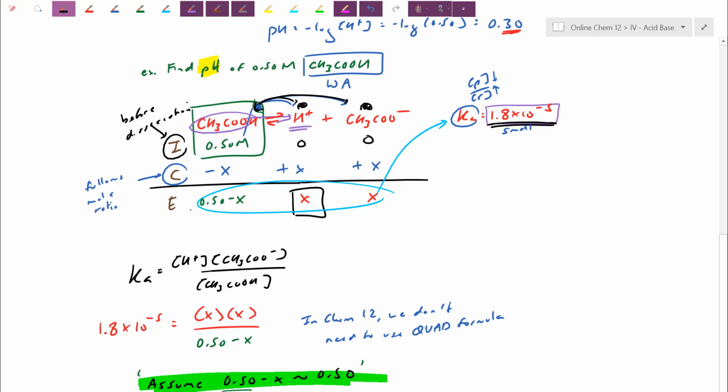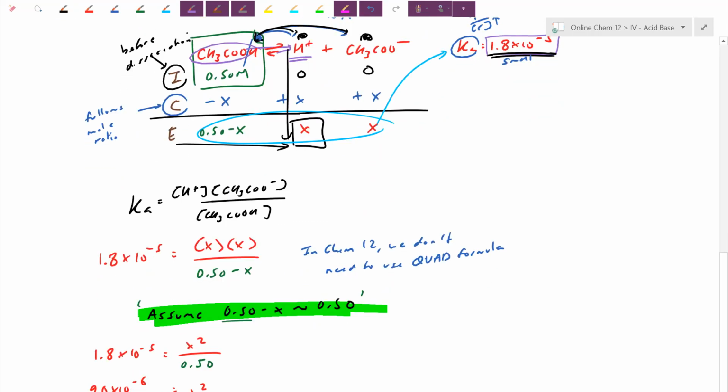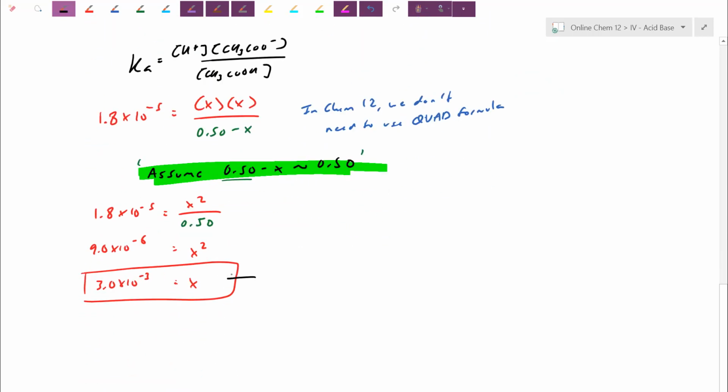X was actually the equilibrium amount of the H+. So even though it was a lot of work to actually find this number, this is actually the concentration of H+ that manages to break off. Way tiny in comparison to 0.5. This one here would be molar because it's a concentration.